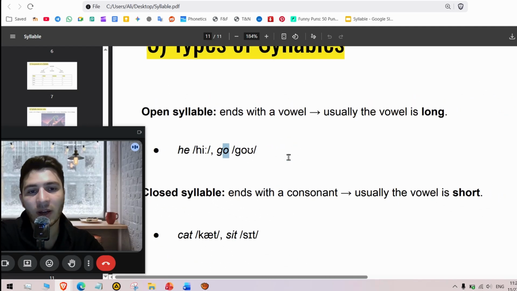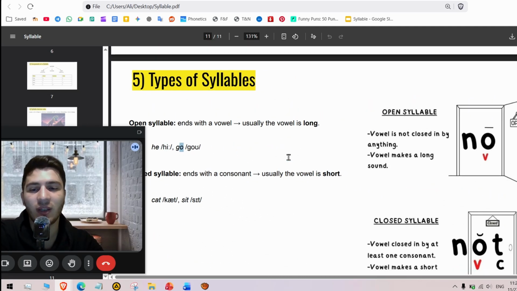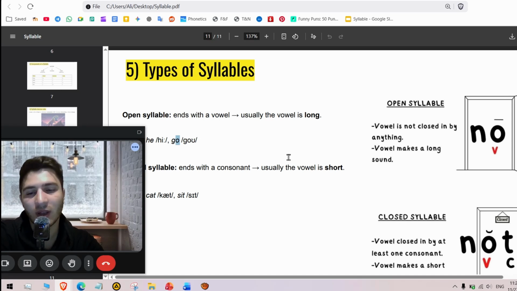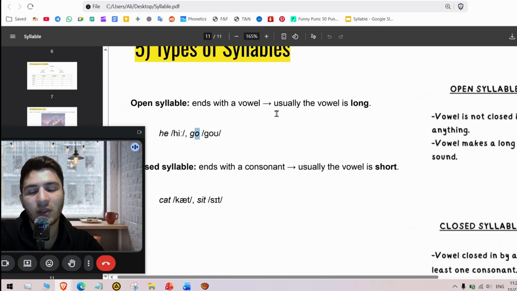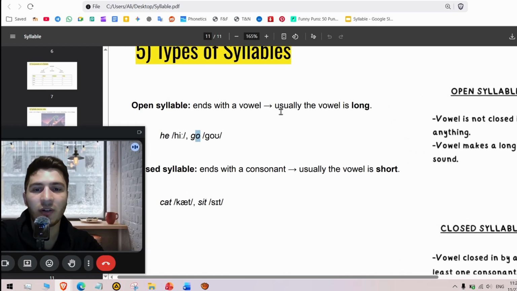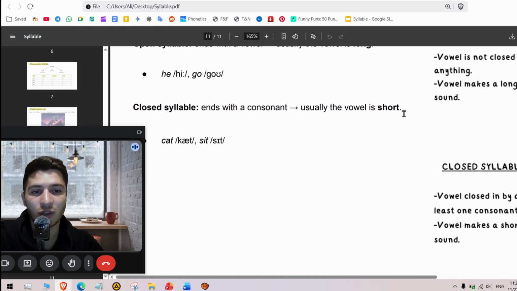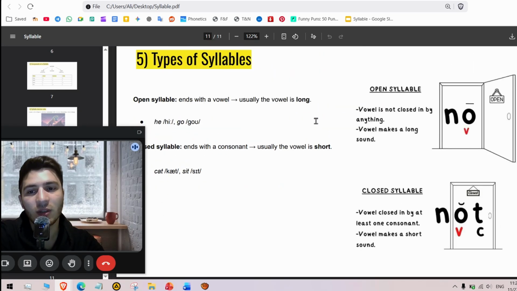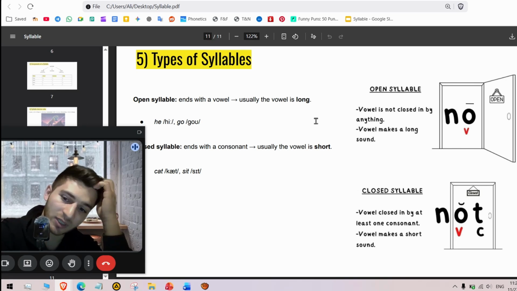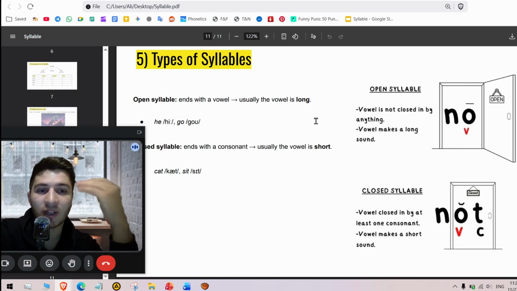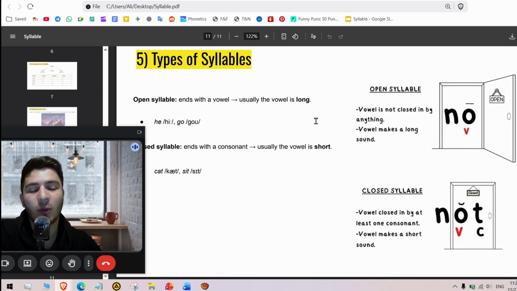But why do we need to differentiate the types of syllables? Because, as we said earlier, vowels in open syllables are usually long, and vowels in closed syllables are short. So we need to differentiate types of syllables, because when we try to pronounce words, they help us to figure out how to actually pronounce some vowels.